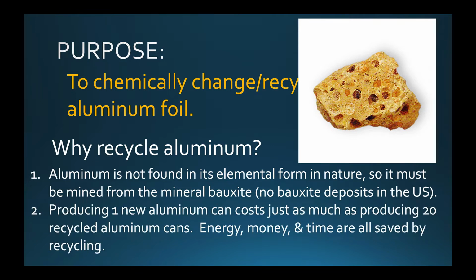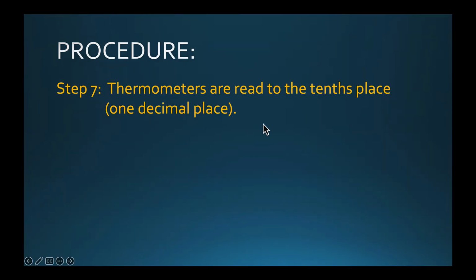That costs money. Producing one new aluminum can from refined bauxite costs just as much as producing 20 aluminum cans from recycled aluminum. During this lab, we will be using a thermometer to record several temperatures.